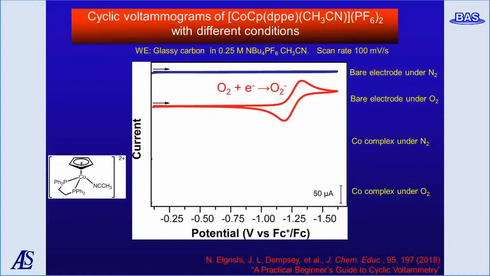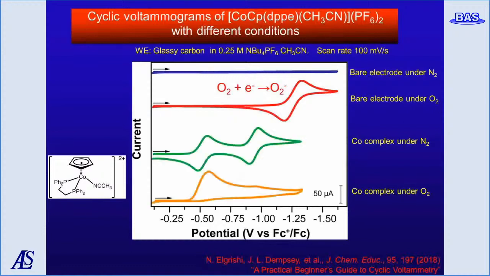By the addition of the cobalt complex to the acetonitrile solution, we can see two-step reduction waves. However, when the solution is in contact with air, the second reduction wave disappears, which means the first reduced species reacts with dioxygen, and the second reduction and reverse scan peaks all disappear.